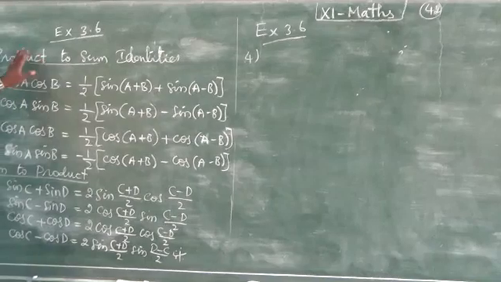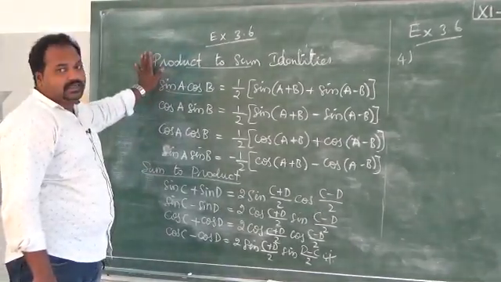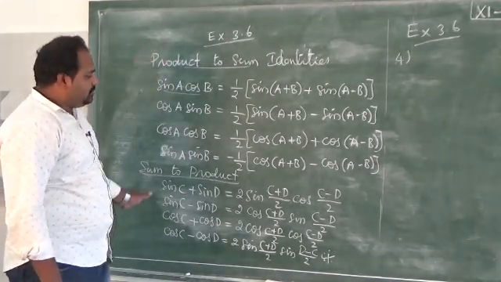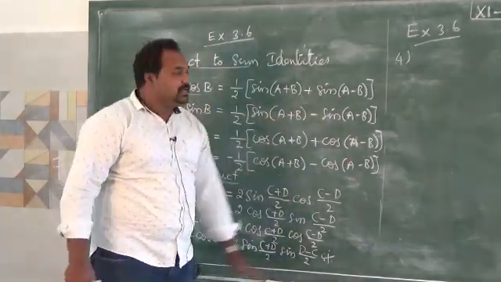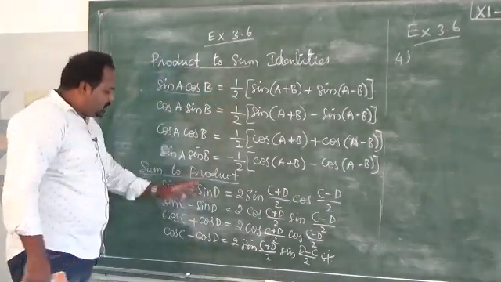Already in the previous classes I have given these identities. Once again I just explain this because it is very important to solve today's problems. Okay, now we have the product to sum identities, which are 4, and the sum to product identities, which are 4.